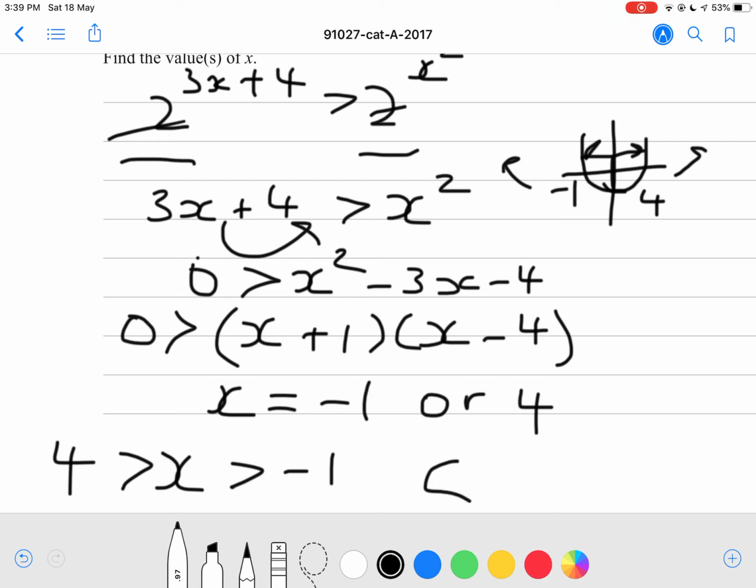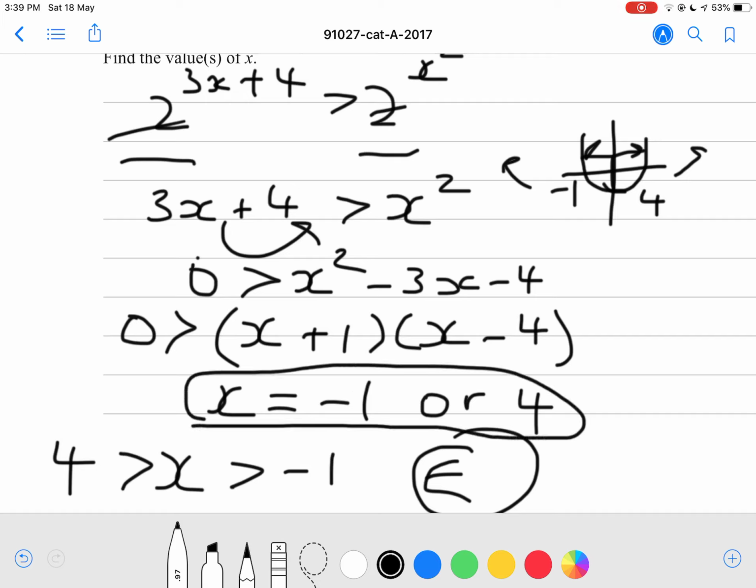Getting all the way here is going to get you the excellence grade. To get the correct merit grade, you're just getting this, but you do not do this. You have to say 4 is greater than x and x is greater than negative 1 to get the excellence grade, okay? So if you only say x is equal to negative 1 or 4, then you only get a merit grade for the question, okay?